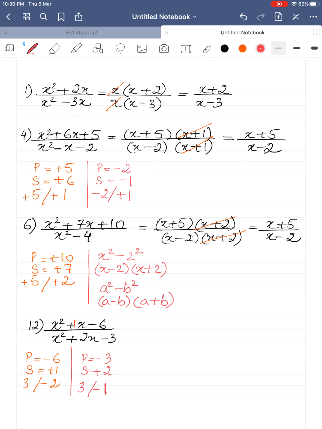Alright. So rewriting our fraction, as its factors, in the numerator we have x plus 3 into x minus 2, and in the denominator we have x plus 3 into x minus 1. Clearly we can see that we can cancel the common factor x plus 3 from the numerator and denominator, and we are left with our answer x minus 2 divided by x minus 1.